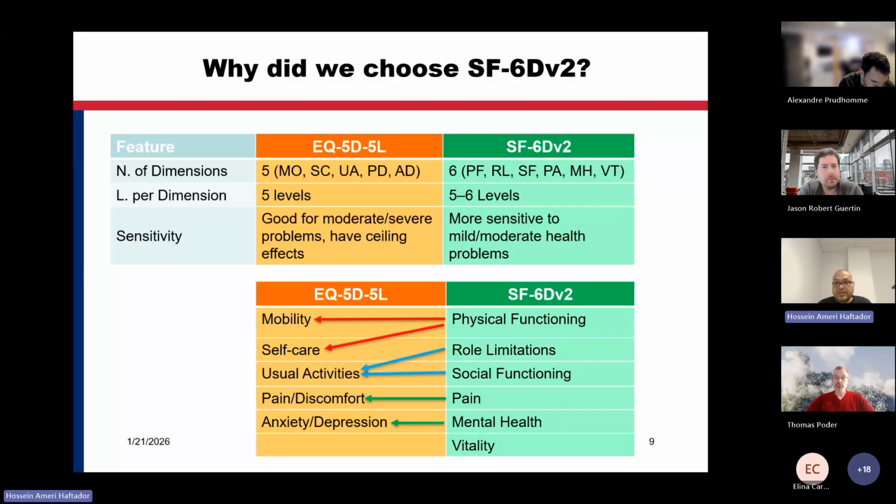Another reason is that SF6D dimensions map to EQ5D dimensions, as you see, and also SF6D has a vitality dimension. It is an important dimension for some illnesses such as cancer.